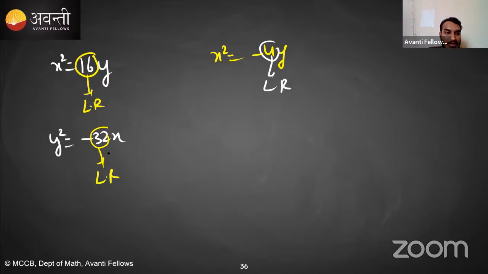So this 32 is the length of latus rectum. Similarly, let's say y square is equal to 16x. So this 16 is the length of latus rectum. Clear? Okay. Is this clear, everyone? Because in all the cases that we have seen, 4a was the length of latus rectum.